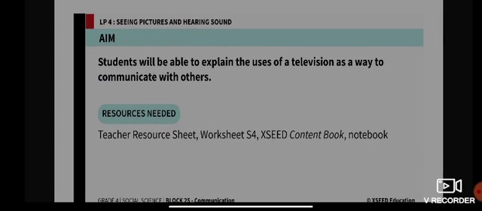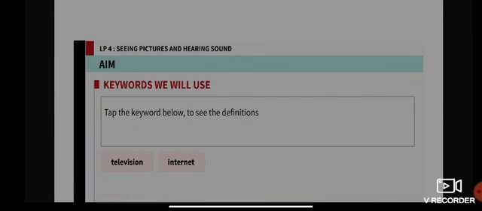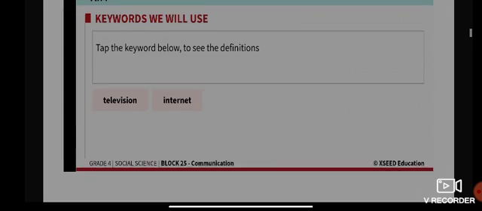Our aim for today is that students will be able to explain the uses of a television as a way to communicate with others. Resources needed are a resource sheet, worksheet, S4, exit content book, and notebook. The keywords we will use today are television and internet.